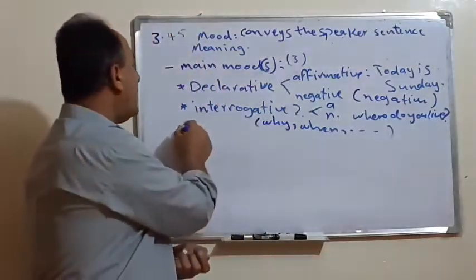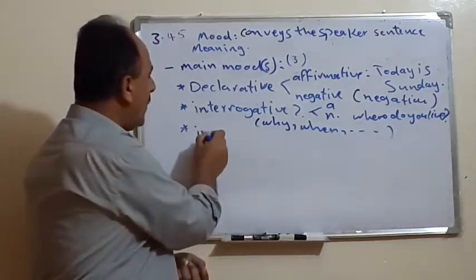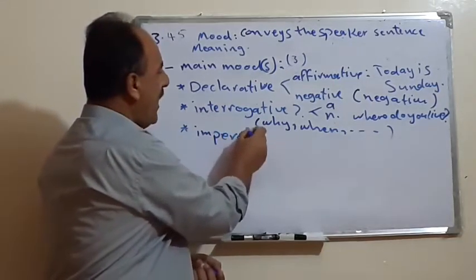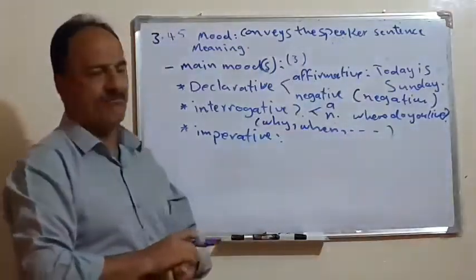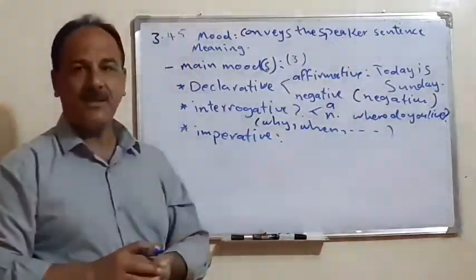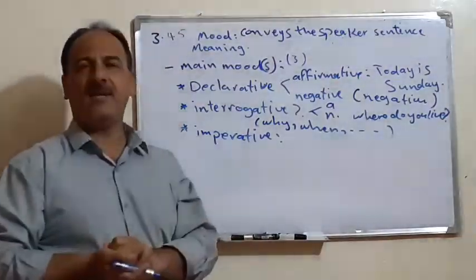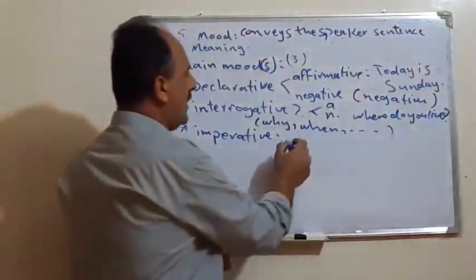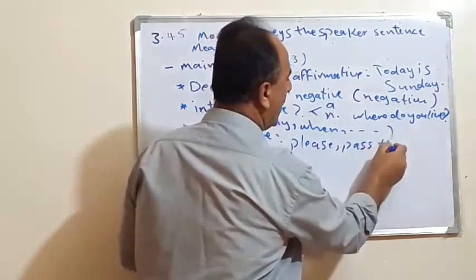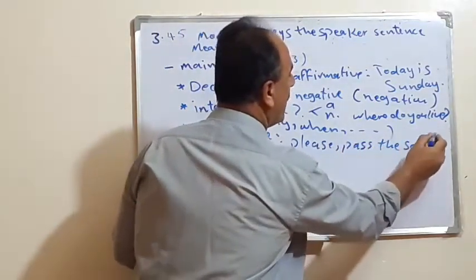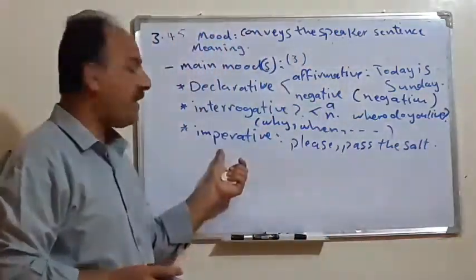The third category of the main group is what we call the imperative. Imperative also has more than one name or form. Sometimes we call it command or order. It could be a request. All of these fall under the imperative. Let's say, for example, please pass the salt. So please pass the salt means give me the salt. This is what imperative means.